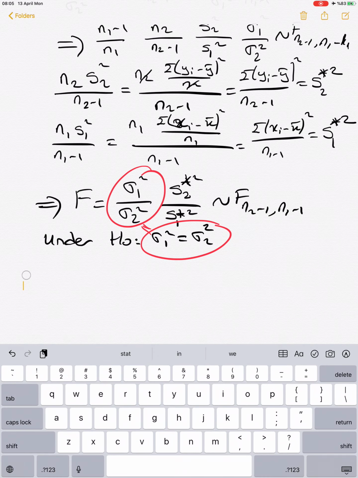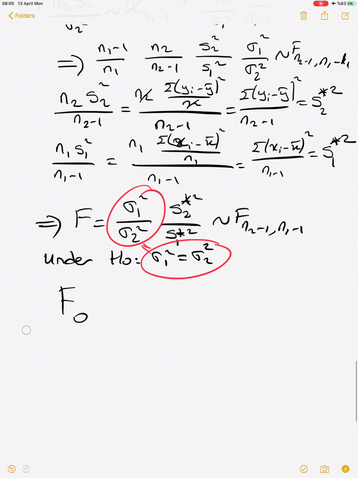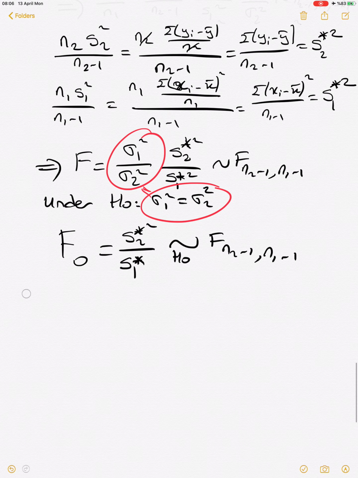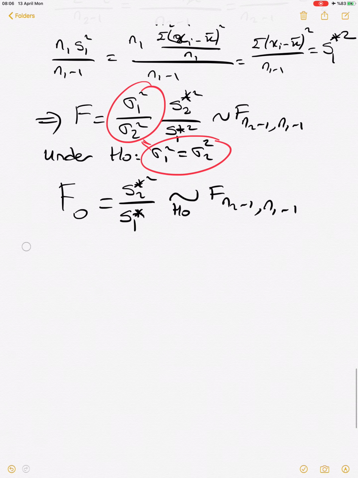If we name it as F0, we have S2 star square divided by S1 star square only, and under H0 this has again the same distribution. So now everything is based on F0, as you can see, with the multiplication of some constants actually.